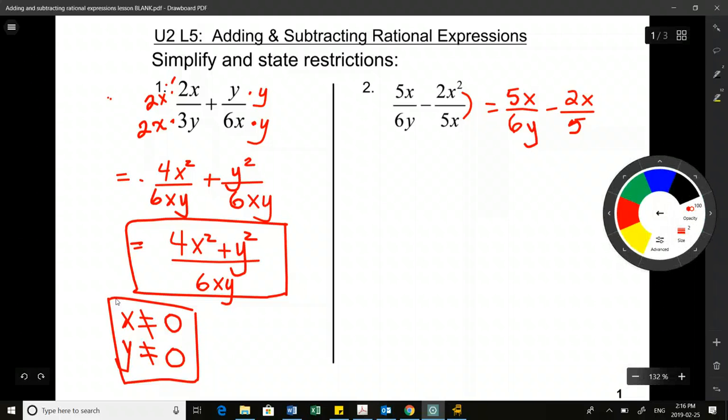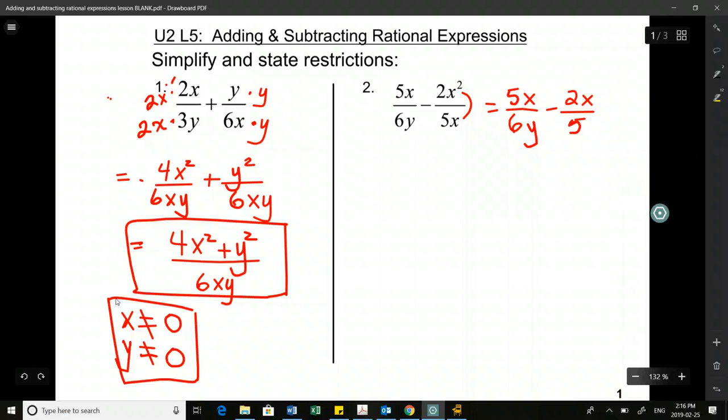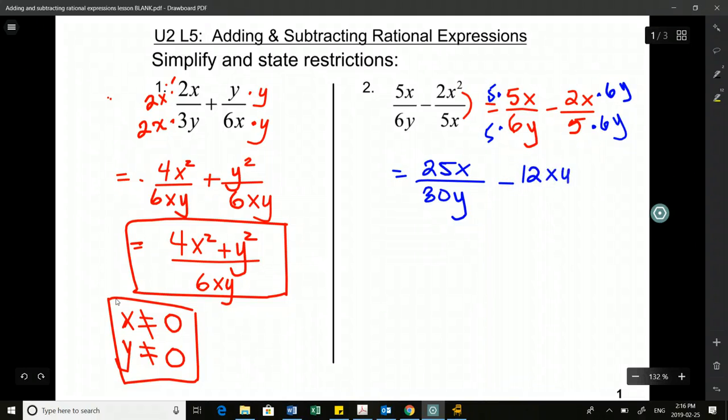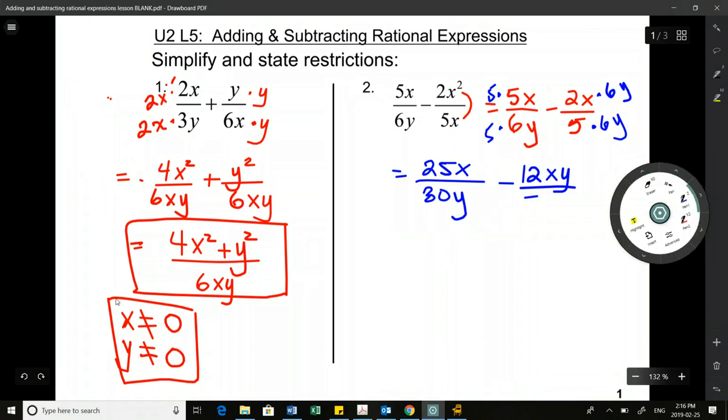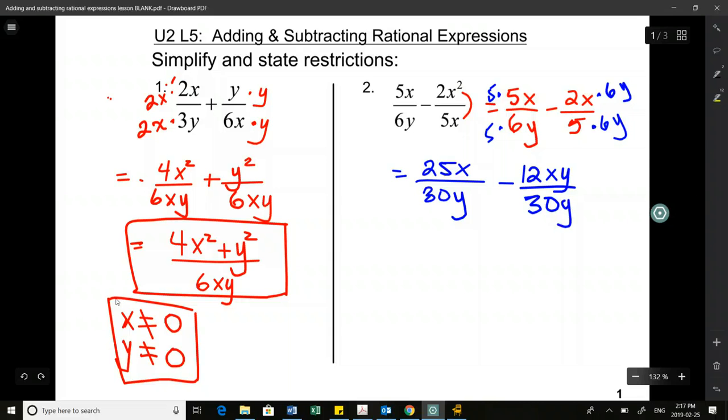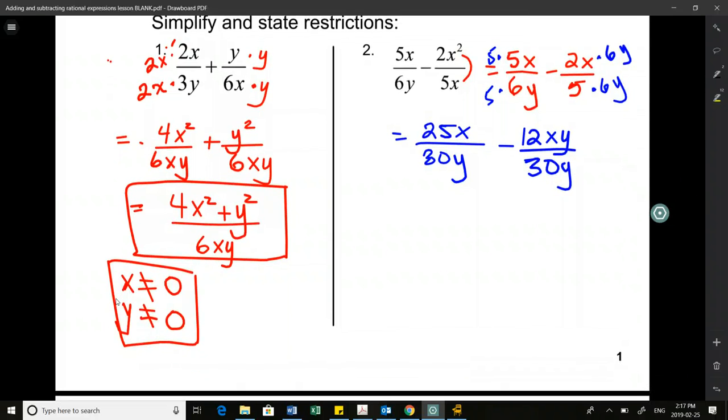Now we can find a common denominator. What would my common denominator be between 6y and 5? 30, and then this side also needs the y that the other side has. So I'm going to multiply the left side by 5 and then the right side by 6y. Okay, now we're going to put these together.